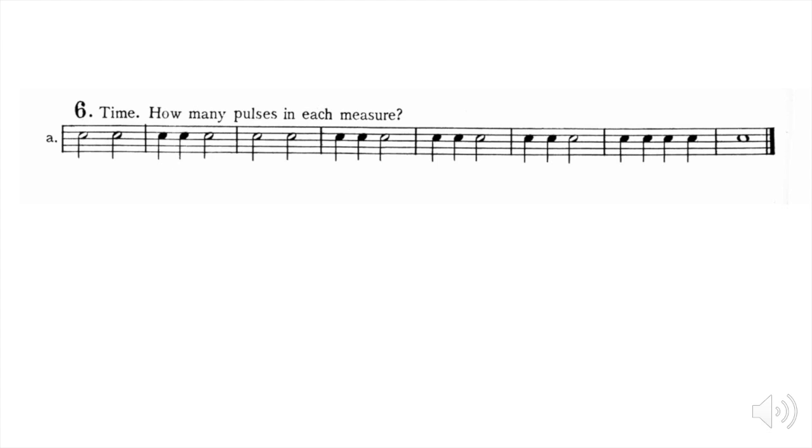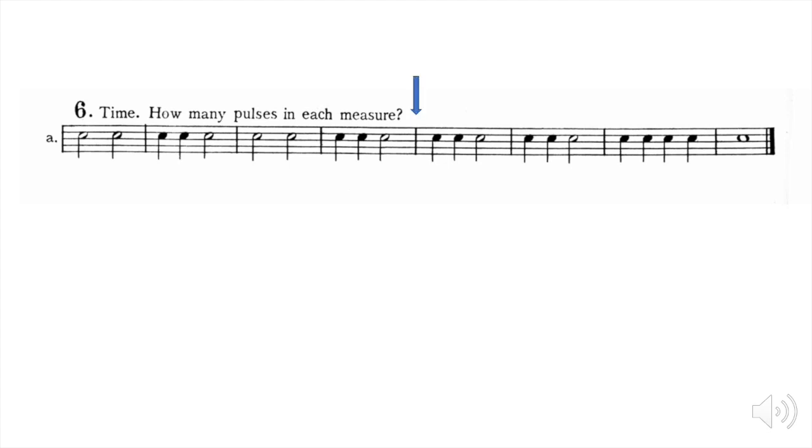So now let's talk about this question that's asking how many pulses in each measure. So first of all, what is a measure? We learned long ago, back at the beginning of preliminary lessons, that there is an accented pulse that we hear repeatedly and steadily throughout a piece of music. And this accented pulse divides the music almost like you would see fence posts in a fence. And in music, we call these divisions between accented pulses bar lines.